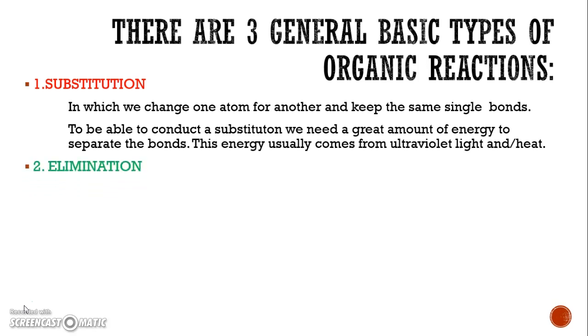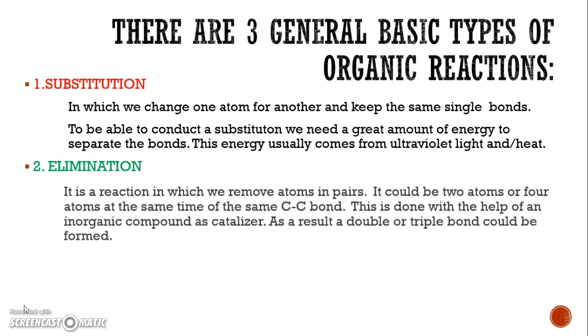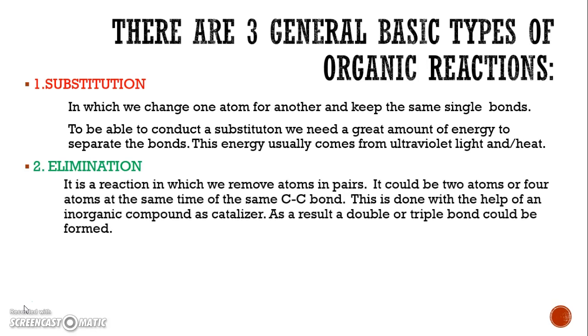The second type of reaction is an elimination reaction. This is a reaction in which we remove atoms in pairs. It could be 2 atoms or 4 or maybe more at the same time, but if we use the same carbon-carbon bond, it's gotta be 2 atoms or 4 atoms.